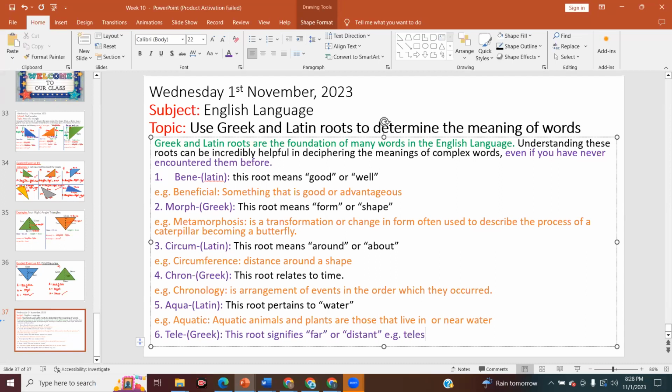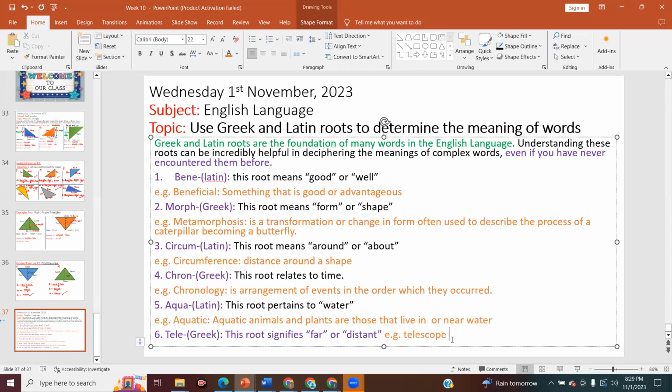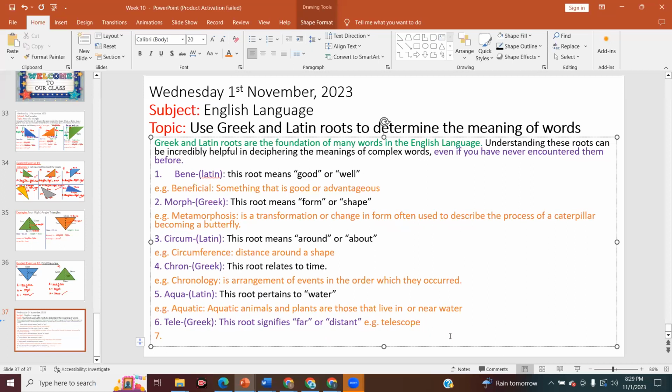Mr. Petit, wouldn't these be like prefixes? These are also prefixes as well. But interestingly enough, our prefixes come from where? Greek and Latin, right? Yes, sir.